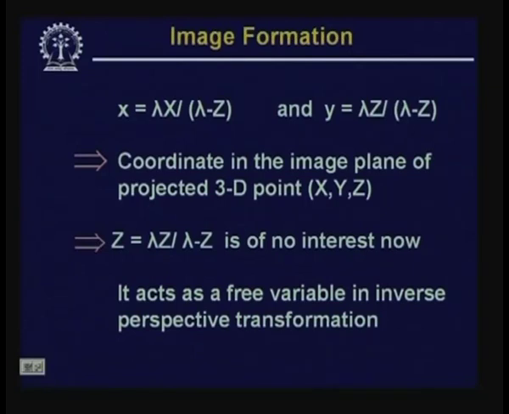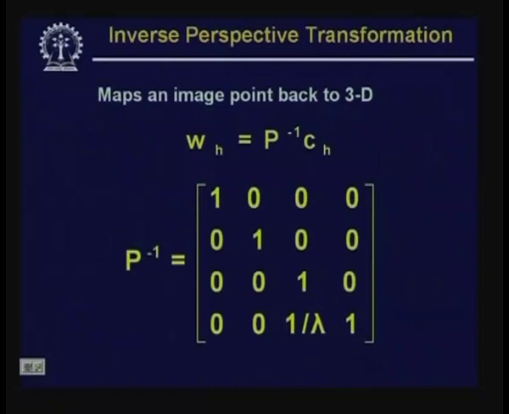So, as we said that the other value, that is the z coordinate in the image plane, is of no importance at this particular moment, but we will see later that when we talk about the inverse perspective transformation, when we try to map an image point to the corresponding 3D point in the 3D world, then we will make use of this particular coordinate z in the image plane as a free variable.